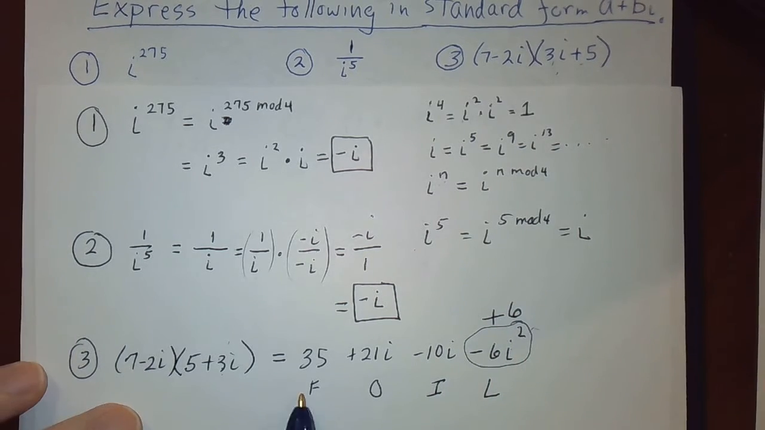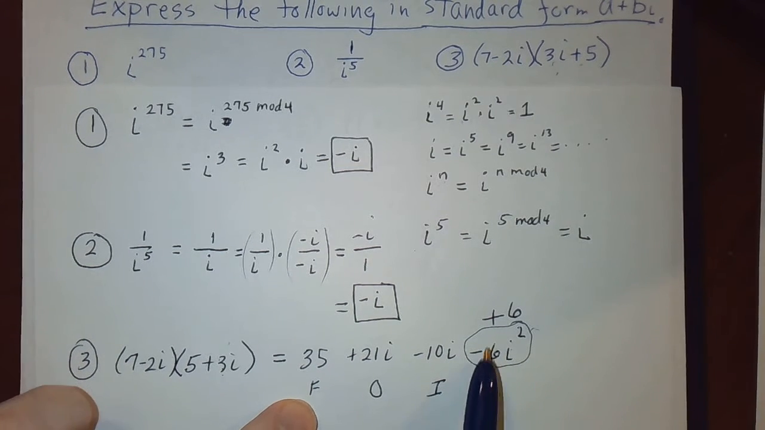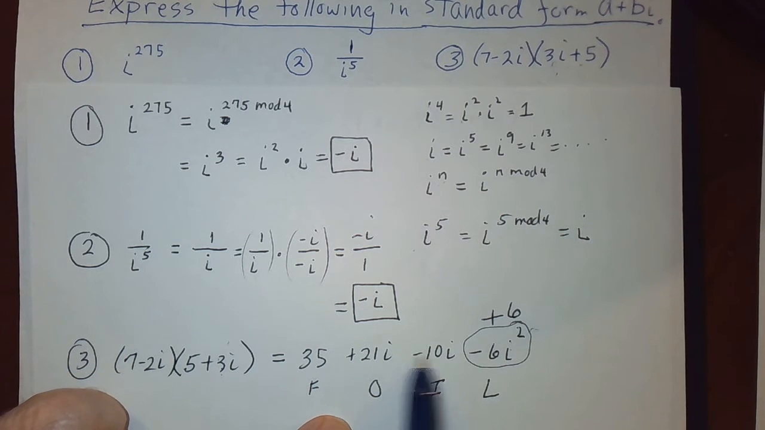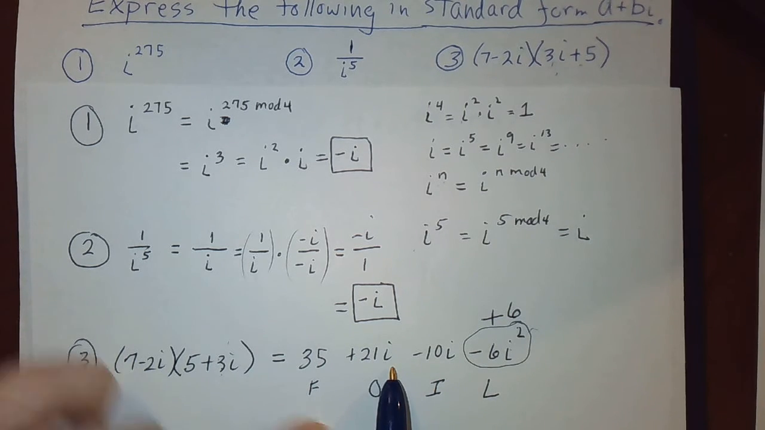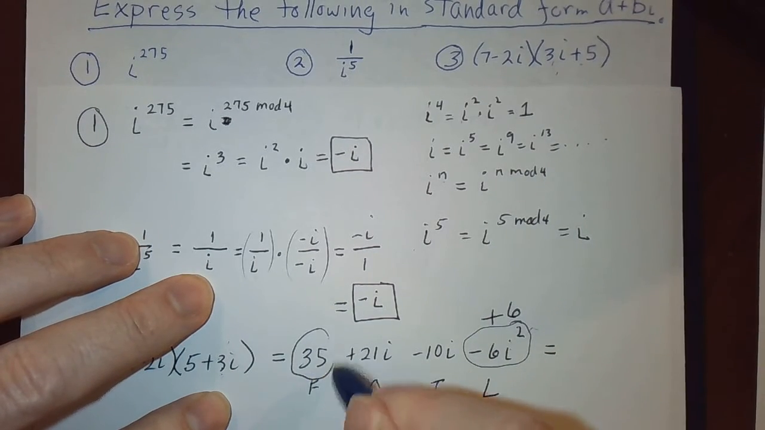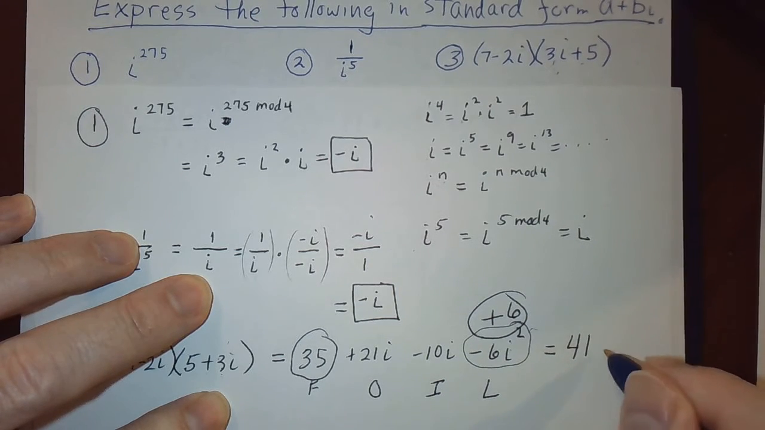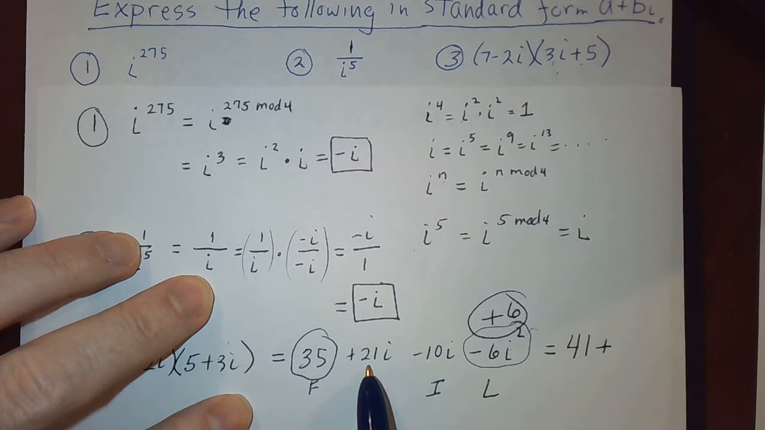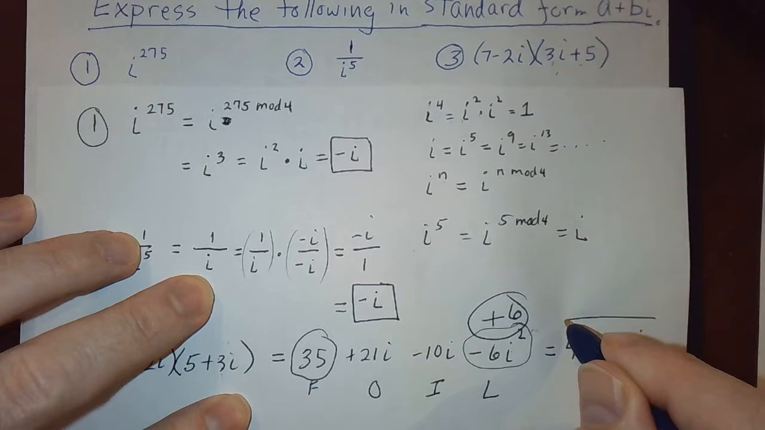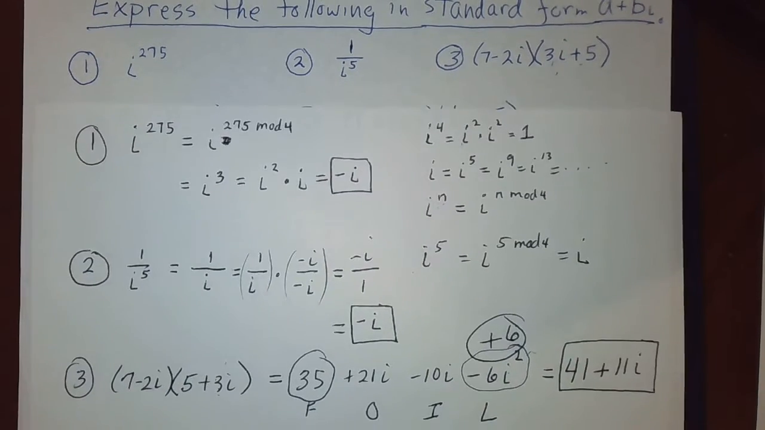And as you recall, when you FOIL it out, when they're both in standard form like this, the F and the L, first and last, will give us our real numbers, and the two in the middle, the O and the I, will give us our imaginary part. So finally, I'll combine the 35 and the 6 for 41. And the inner would be 21i minus 10i, which is 11i. Okay, so that's the first 3.